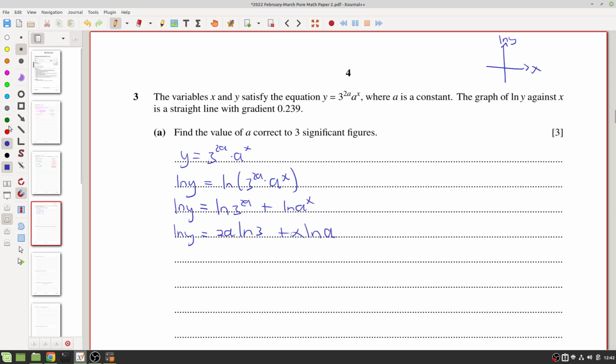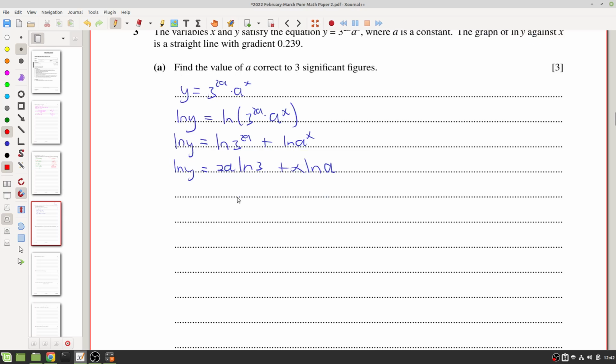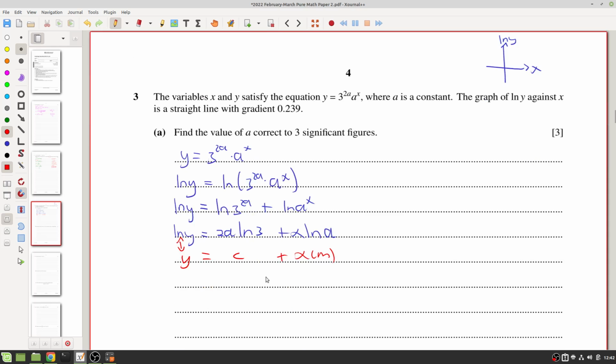Now we have it in the form of y equals mx plus c. I'm just going to write it like this, plus x times m, to show what has to link. These two things are basically the same. This is the vertical axis, and that's the vertical axis, as we saw here. This is our constant, no x's involved, so those are the same. x and x are the same, the horizontal axis in each case. And then ln a is the same as m.